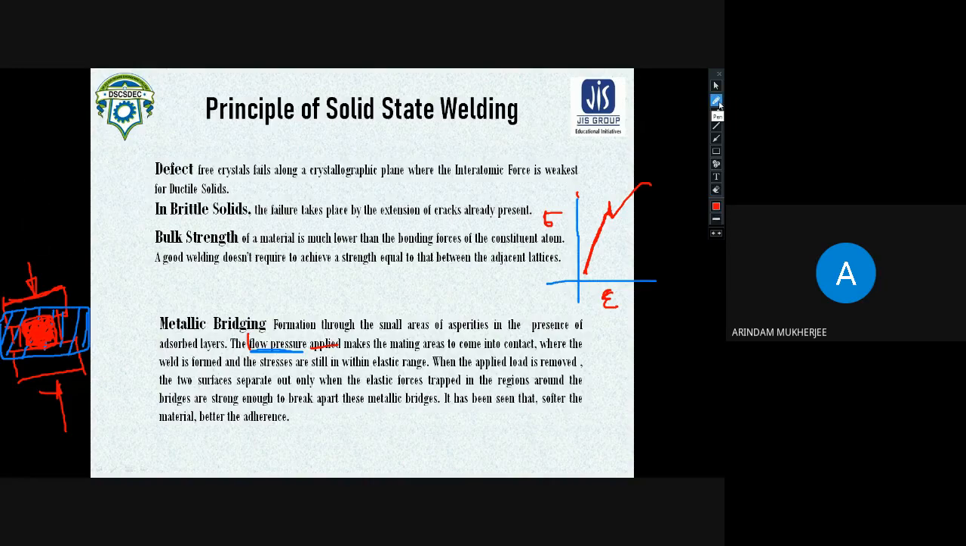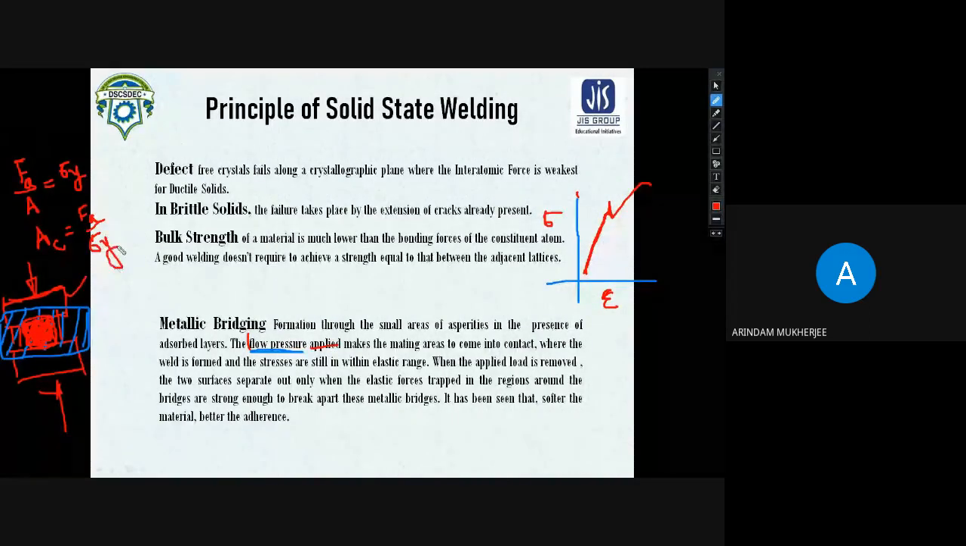Can you tell me what is the basic formula of stress? Stress is force per unit area. Force per unit area would be the yield strength of the flow pressure which we are talking about. If you know the force which is being applied, Fa, and sigma y is the yield strength of this specific material, then what will be the area of contact? It will be very easy: the force applied divided by the yield strength of the material. Thus, this area of contact can be calculated.